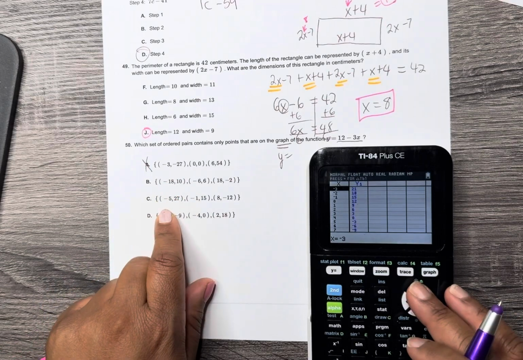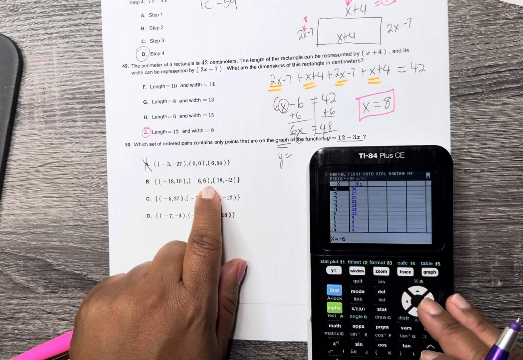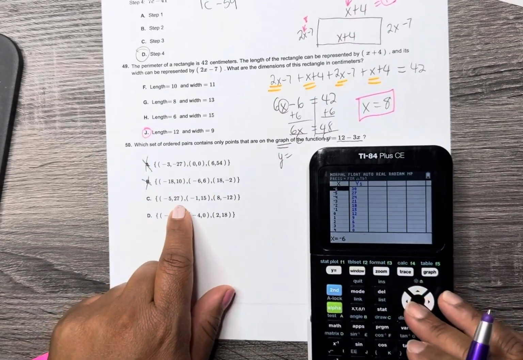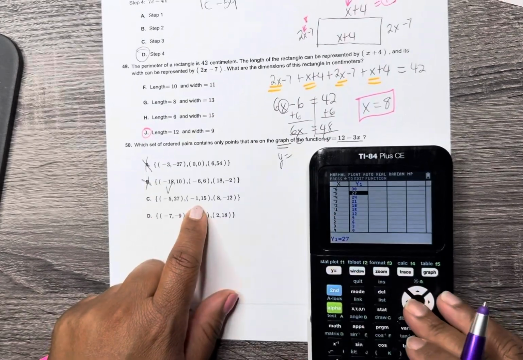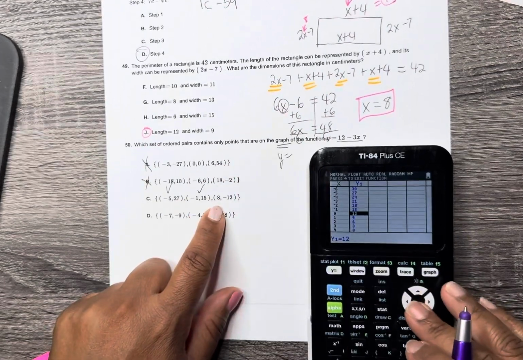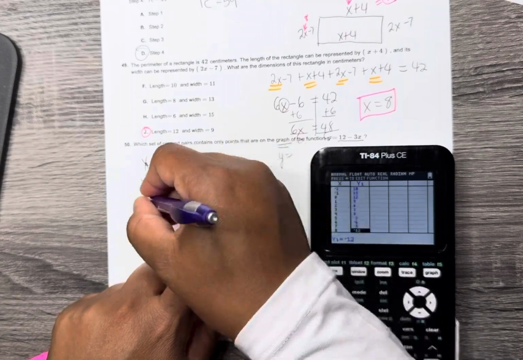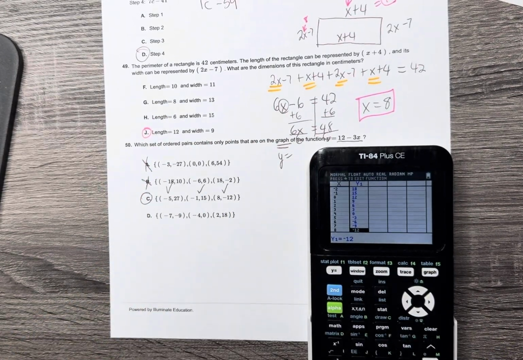All right, let's look at negative, let's say negative 6, because that's closest. Negative 6, nope, that's negative 6, 30, so this isn't it. All right, negative 5, 27, uh-oh, we got one. All right, let's check the others. Negative 1, 15, yep. And then 8, negative 12, yep. The answer is C. These are the points that are on this graph. That's it, guys.